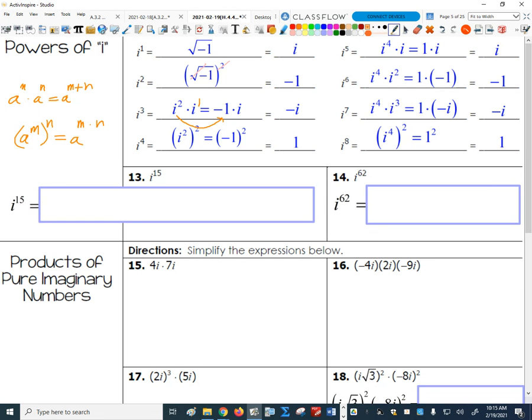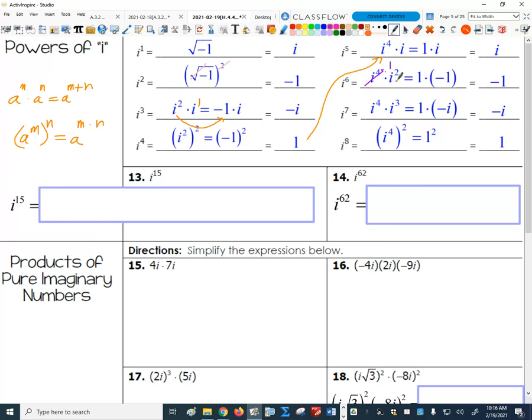Now, what we're going to see here is that for powers of i bigger than that, the pattern is just going to repeat. Because i to the 5th, I could rewrite as i to the 4th times i. Well, i to the 4th is just 1, so i to the 5th is the same thing as i to the 1st. What about i to the 6th? I could rewrite that as i to the 4th times i squared, but i to the 4th, remember, is just 1. So it's equal to i squared.